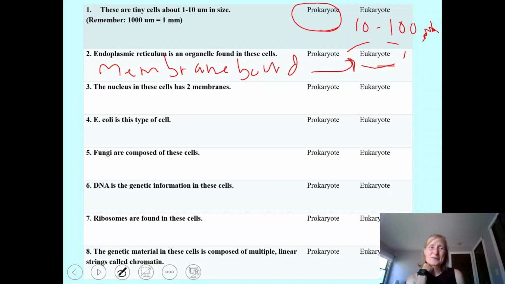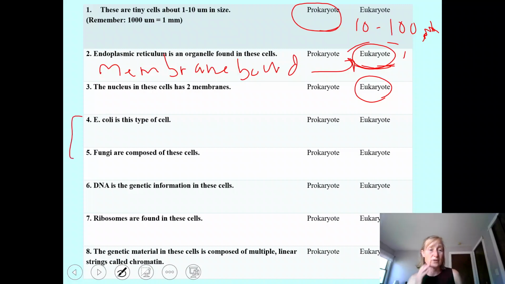Part 3 goes with this. Question 3 says, the nucleus in these cells has 2 membranes. Well, the nucleus is found in a eukaryote. The word eu means true. Karya is true kernel. The nucleus is the true kernel of eukaryotic cells. And so the eukaryotic cells have nuclei with membranes around them. Prokaryotes have nuclear regions but no membranes around their genetic material. All right, well, what are some of the prokaryotes and eukaryotes?